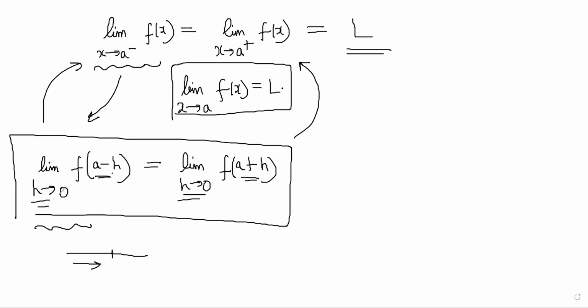So you have to basically check whether these two limits are equal or not. If these two limits are equal, then the function has a limit, and the value of that limit is equal to the value of these two limits, right? Otherwise, it will not have a limit.